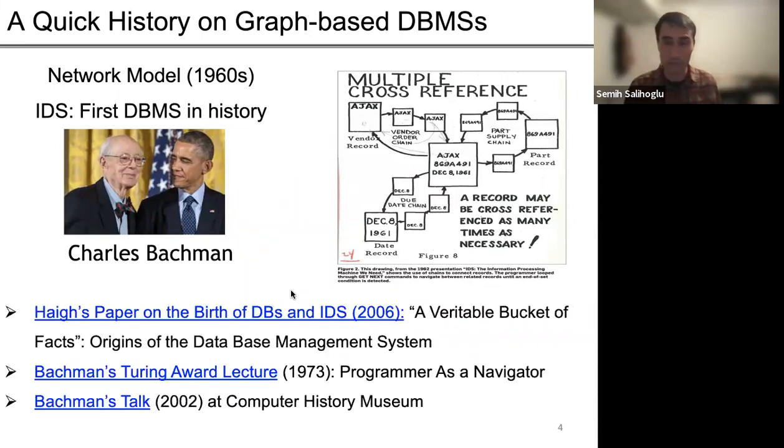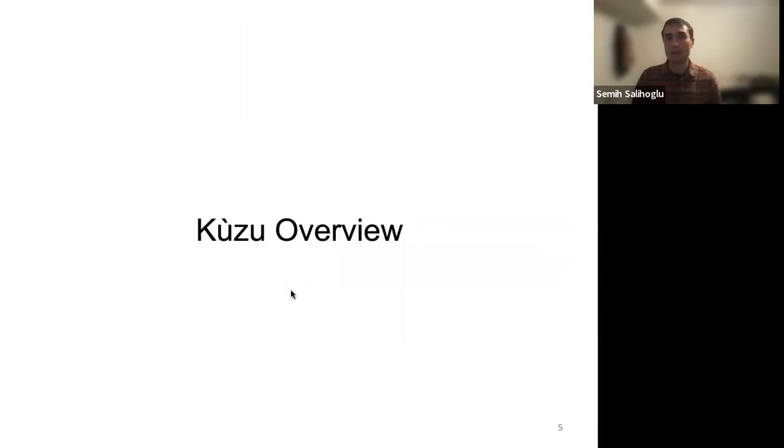I'm going to leave three links here for those who are interested in the history of database management systems, and in particular graph database management systems, to follow up and read a little bit about the birth of database management systems and Bachman's system and his design. He has a very nice talk about what they were designing in the 60s as a database management system. So this is essentially just an overview that I wanted to give about graph database management systems, so that maybe some of you in the graph community can follow up on these if you're interested.